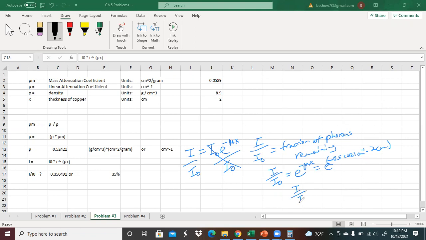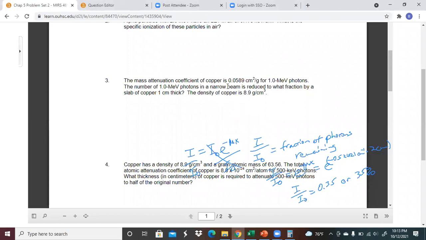this becomes 0.350491 if you want to carry it out, or if you want to write it as a percentage, basically you move the decimal point over, you have 35%. And if you go back and you look at this, you have answered the question, it is reduced to what fraction by this slab of copper? It is reduced to a fraction of 35%.